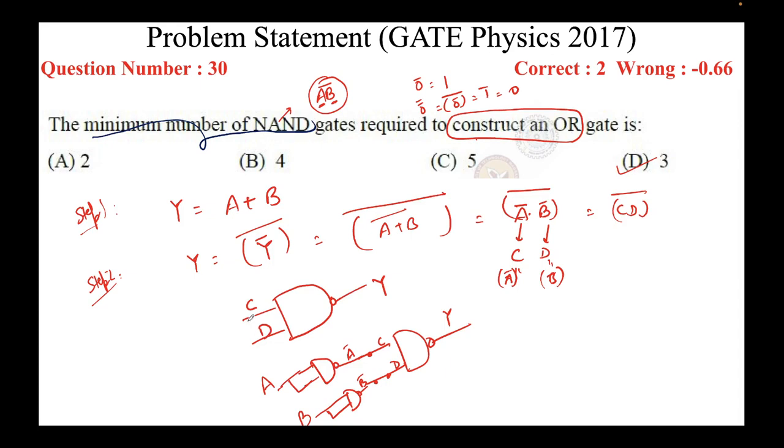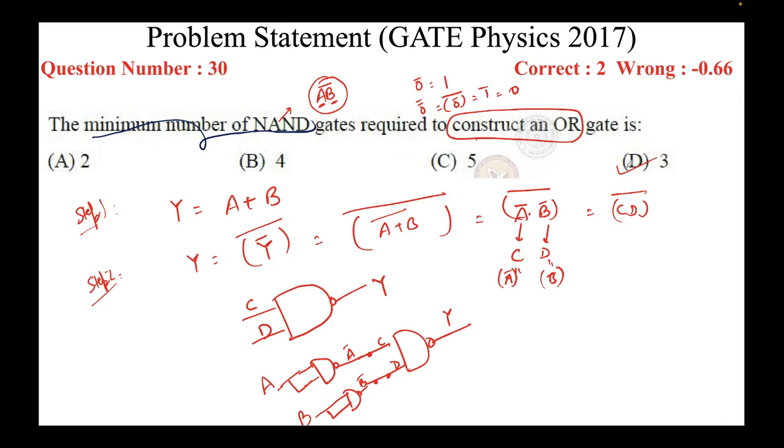But C and D were not the inputs that were given in the question. But I know I can get C from A. How? Because I know C equal to a bar, and I know how to create a NOT gate from a NAND gate. So I did this. Similarly, I need to get D from B. How? Using a NOT gate. I know how to create a NOT gate from a NAND gate. I use this. So this is the final circuit for an OR gate just by using NAND gates.